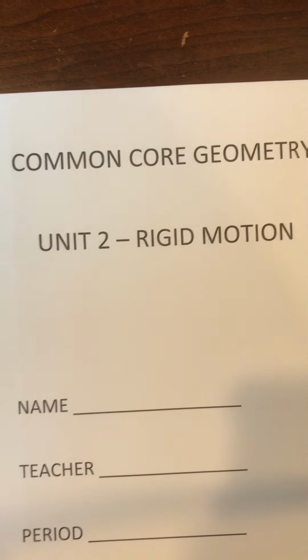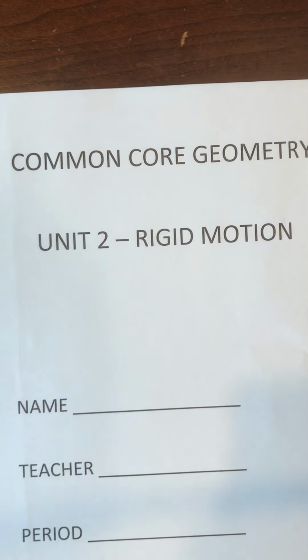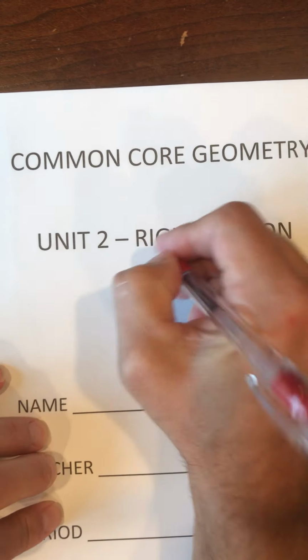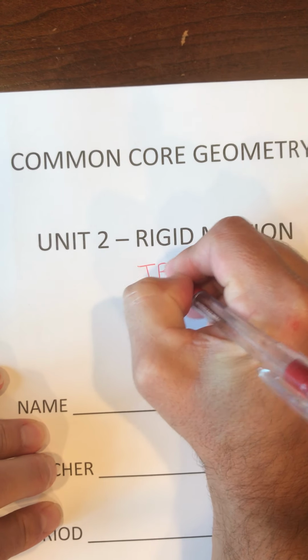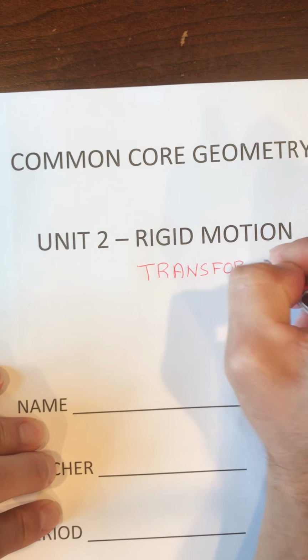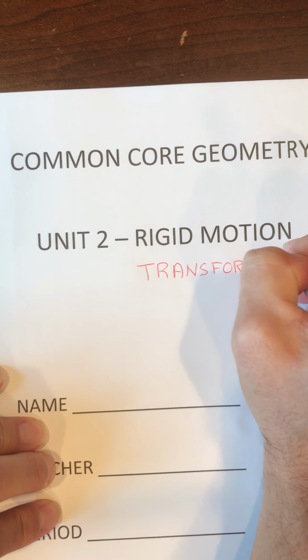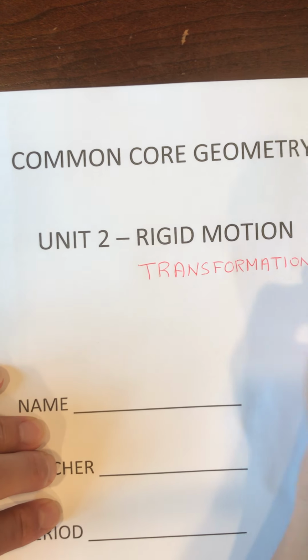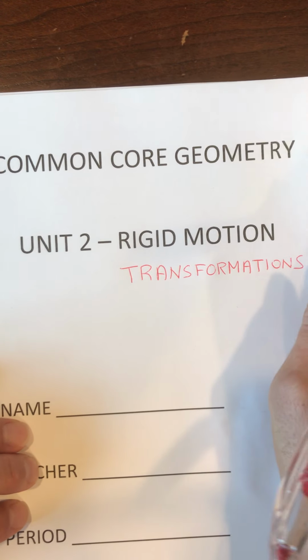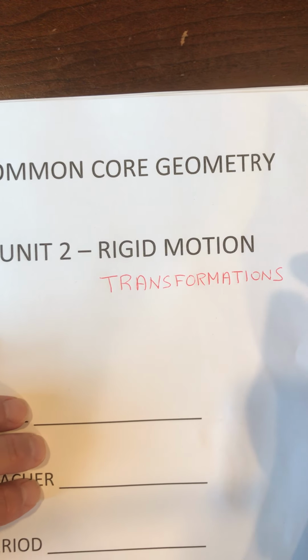Hello, geometry students. We're going to start our next unit on rigid motion. You could also consider this unit to be on transformations. Now, think about what the word transformations means. Maybe think about the movie Transformers. A transformation means that something changes.